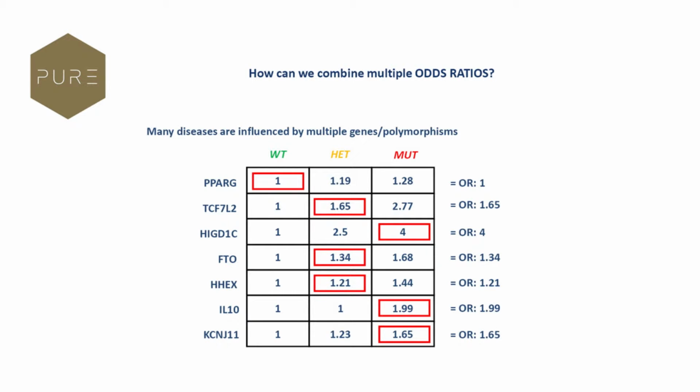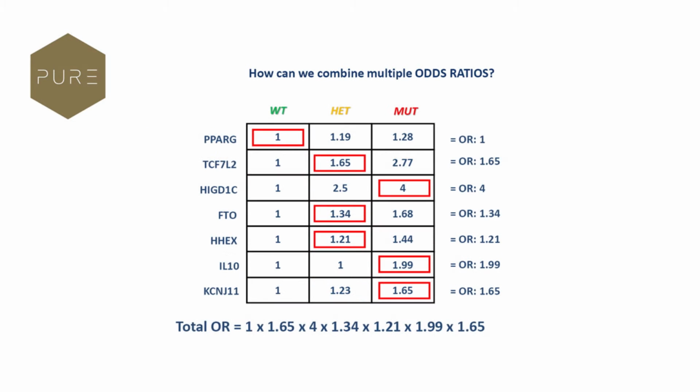Now you have a number of odds ratios. Now the question is, which one applies? And this is what you do. You multiply the odds ratios with each other. So you do 1 times 1.65 times 4 times 1.34 and so on. And then in the end, you get a total odds ratio of 35.13.